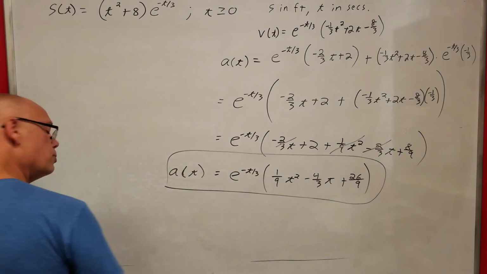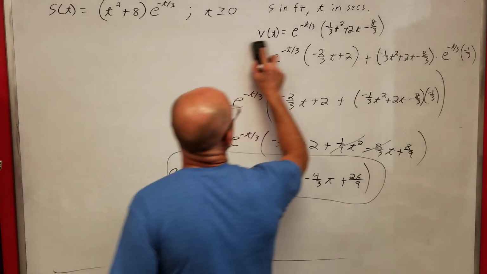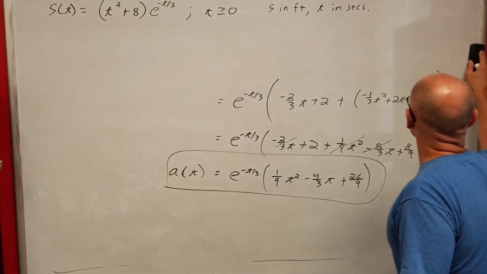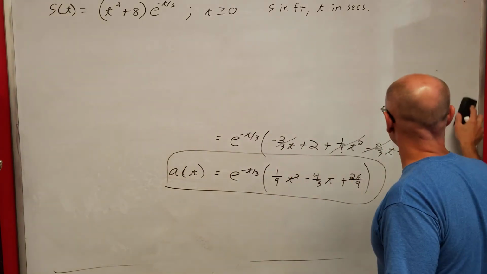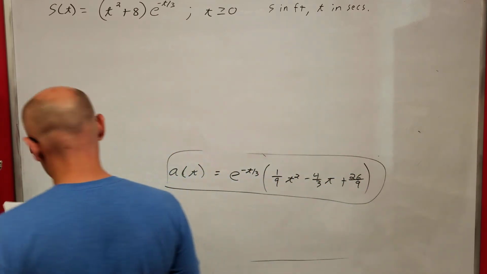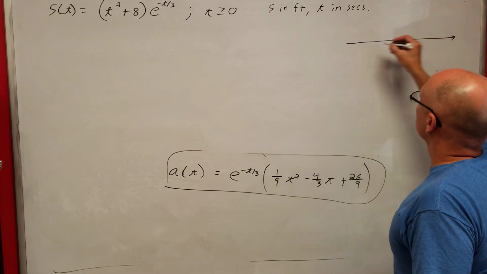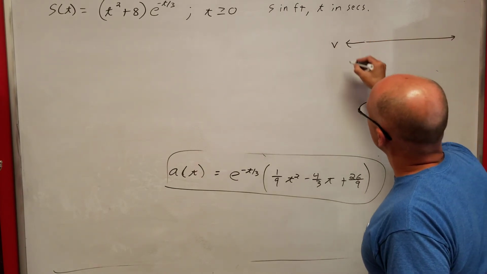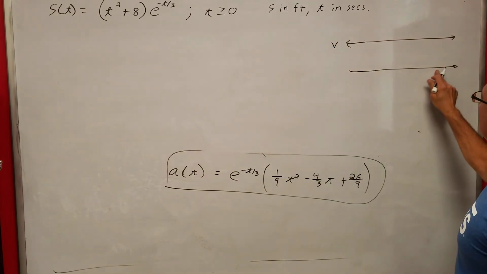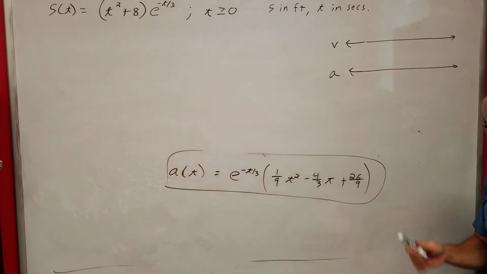Then it asks, where's the particle speeding up? Where is it slowing down? All right, so let me take my velocity function, and I'm going to look at a number line with it, okay? And I'm going to compare it to a number line with my acceleration function. And I'm going to say, okay, where do they have the same signs and where do they have opposite signs?